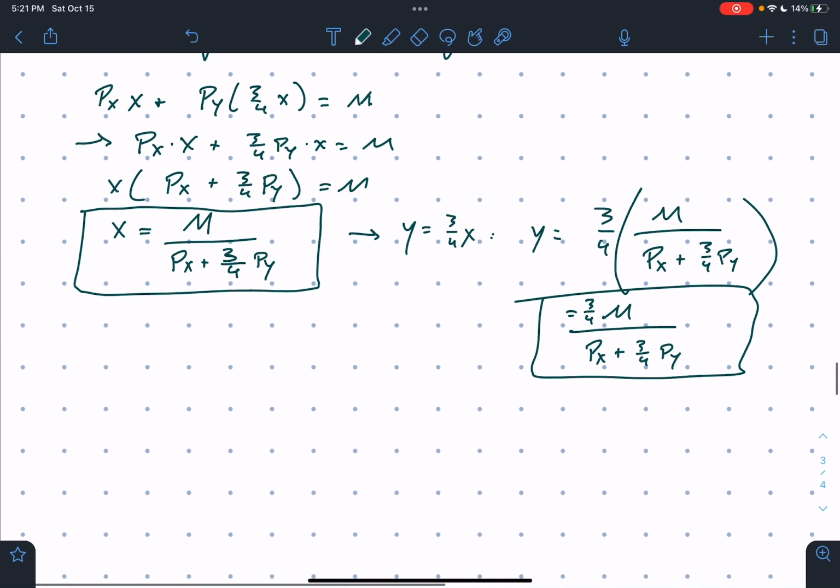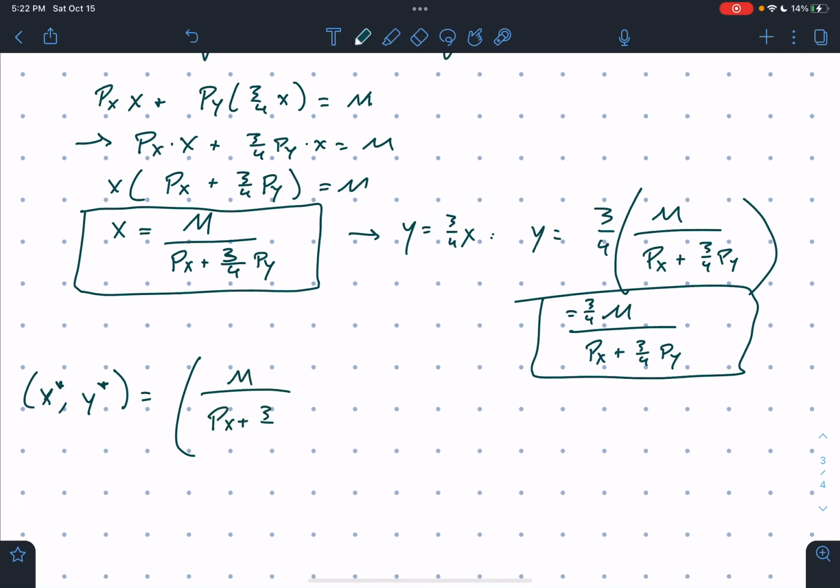This means that, and I'm just going to indicate the optimal consumption with a star, the optimal consumption at income m and prices px and py is going to be consuming m over px plus 3/4 py, and then 3/4 m over px plus 3/4 py. So this is the optimal consumption.